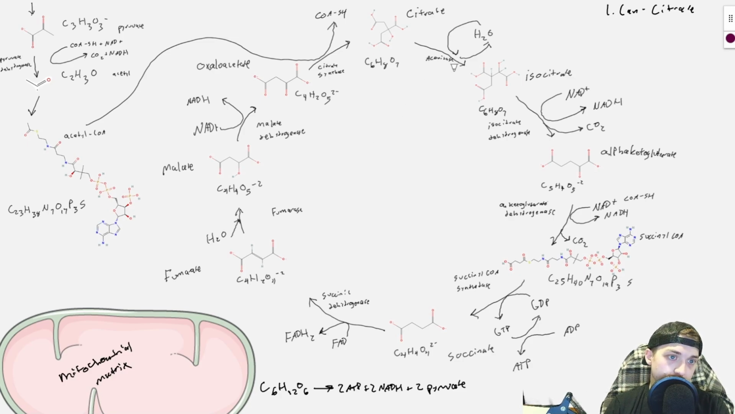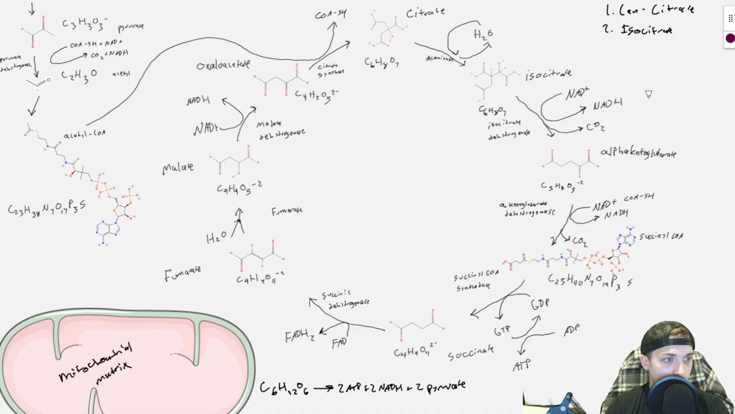So citrate, it is going to react with aconitase, and once it reacts with aconitase, we are going to have a molecule called isocitrate. So remember step 2, isocitrate. Now, from here, isocitrate, it is going to react with an enzyme called isocitrate dehydrogenase. Once it reacts with that enzyme, NAD, or that nicotinamide adenine dinucleotide, is going to get reduced. It's going to pick up a hydrogen and it's going to become an NADH. We are also going to get a carbon dioxide from this step.